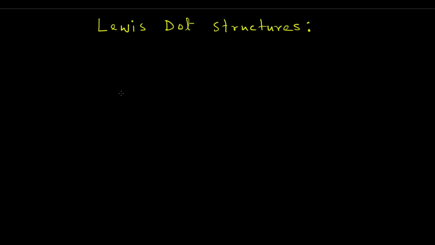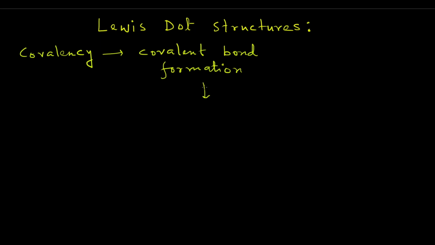Hello guys, in this video we are going to discuss the Lewis dot structures. The American chemist G.N. Lewis introduced the term covalency, and he suggested how covalent bonds are formed between two elements by pairing up two electrons. He also proposed a way of drawing the structure of covalent molecules by simply considering the valence shell electrons of the constituent atoms or elements. And these structures are known as Lewis dot structures.